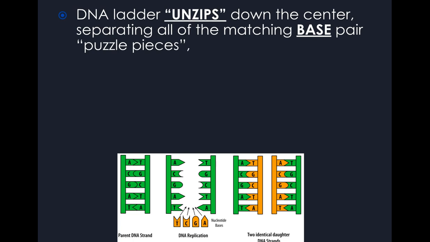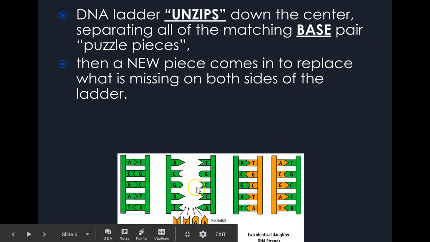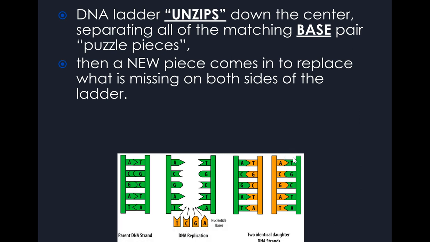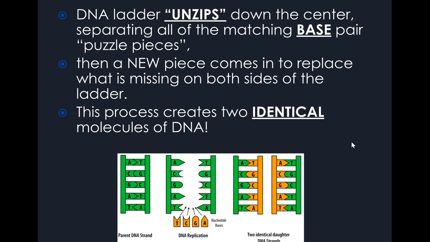Check out at the bottom how that ladder seems to actually unzip. The DNA ladder unzips down the center, separating all those matching base pairs. So, oh no, the apple in the tree and the car in the garage, they're pulled away from each other. A new piece, though, comes in to replace the old piece on each side of the ladder. So you can see down here at the bottom how as the ladder unzips, all of a sudden the new pieces come into place and create 2 identical ladders. Pretty neat.